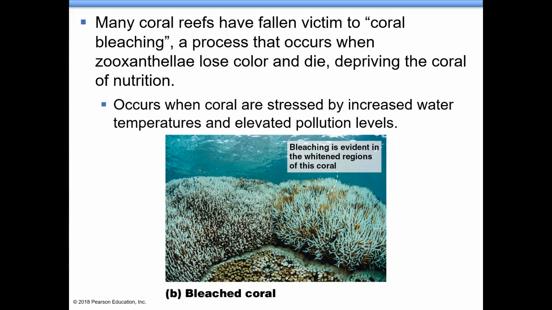So when they expel the algae due to things like rising water temperatures, elevated pH, and other forms of pollution, unfortunately, this in many cases results in the death of the coral. And this is happening all over the world right now. So this is really another important reason why dealing with global warming is extremely important.